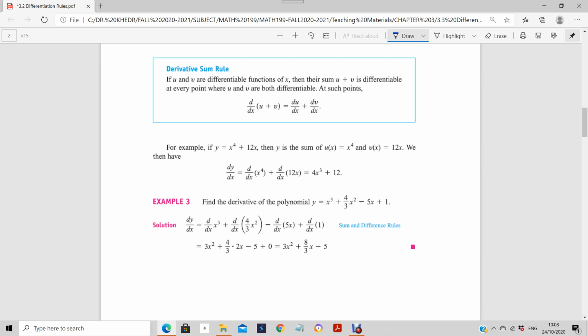So dy by dx will be the derivative of x to the power of 4 plus the derivative of 12x. And if you use the power rule, you can find the derivative of the first function, which is 4x to the power of 3. And if you use the constant multiple rule, then the derivative of the second function will be 12 times dx by dx, which is 1. And the final answer will be 4 times x to the power of 3 plus 12.